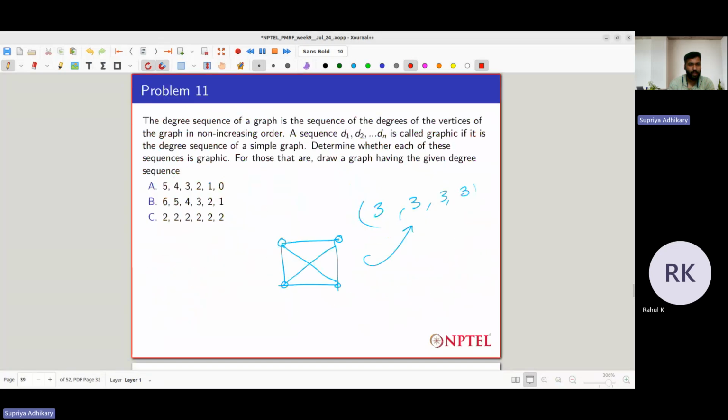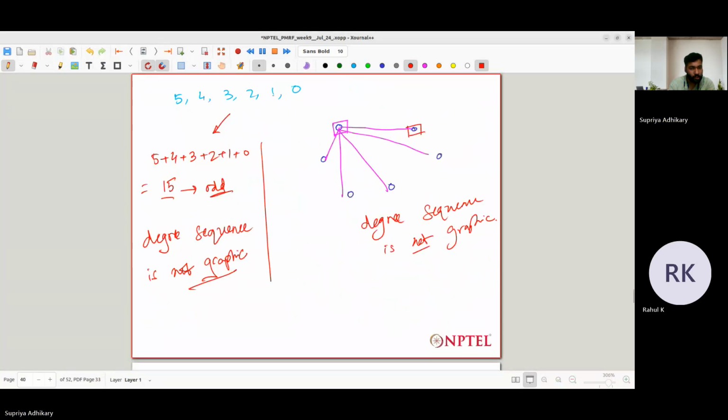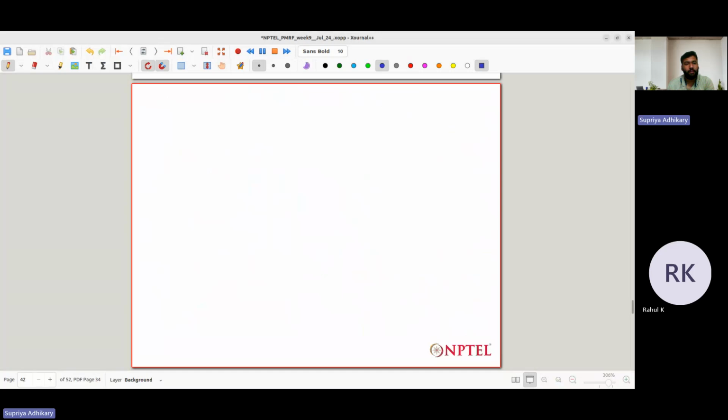And finally, we have 2, 2, 2, 2, 2, 2. There are six 2s here. This degree sequence is definitely graphic. For that, we just need to give an example of a graph with this particular degree sequence, and that is nothing but a cycle of size 6. As you can see, the degree of each vertex is 2, and there are only 6 vertices. So this is graphic.